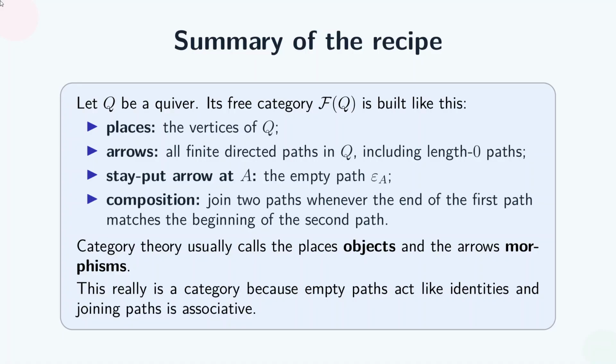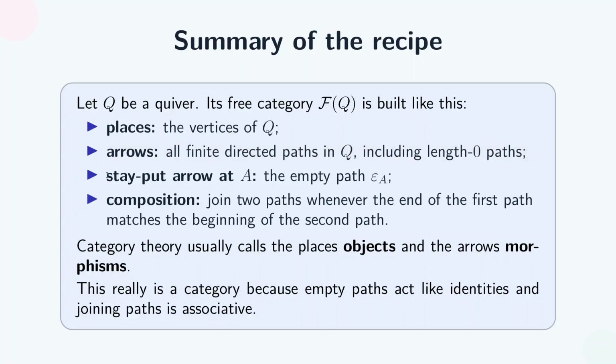Now let us gather the whole construction into one clean summary. We begin with a quiver, called Q. To build its free category, called f of Q, we follow a very simple recipe. The objects of this category are just the vertices of the quiver. The morphisms are all finite directed paths in the quiver. That includes not only the visible arrows of length 1, but also the paths of length 0, which are the empty paths, and the longer paths obtained by following several arrows in sequence.